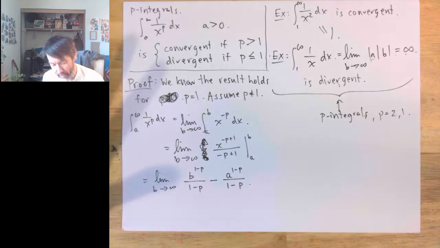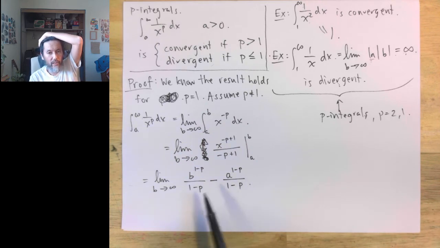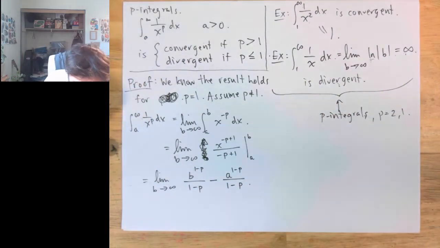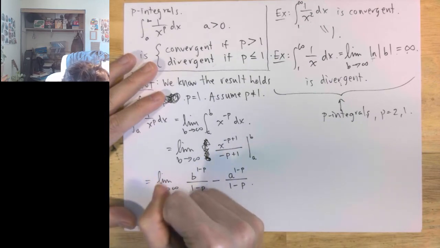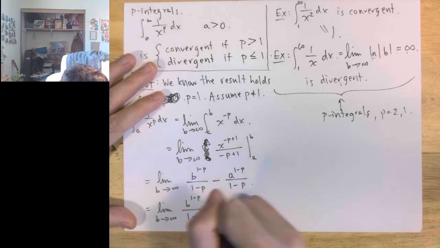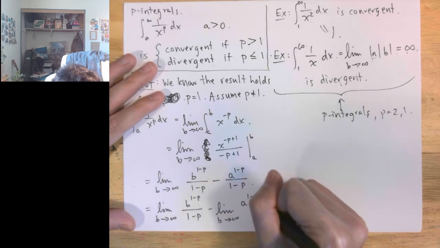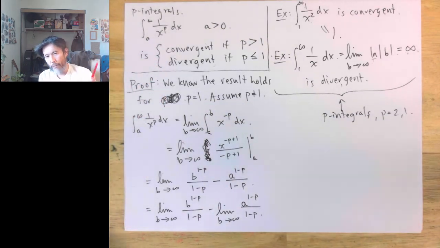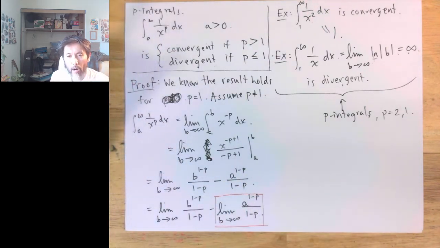Okay? So now what we have is a limit of the difference of two quantities. That limit can break into two pieces, because the limit of a difference is the difference of the limits. So this is equal to the limit as b goes to infinity of b to the 1 minus p power over 1 minus p, minus the limit as b goes to infinity of a to the 1 minus p over 1 minus p.